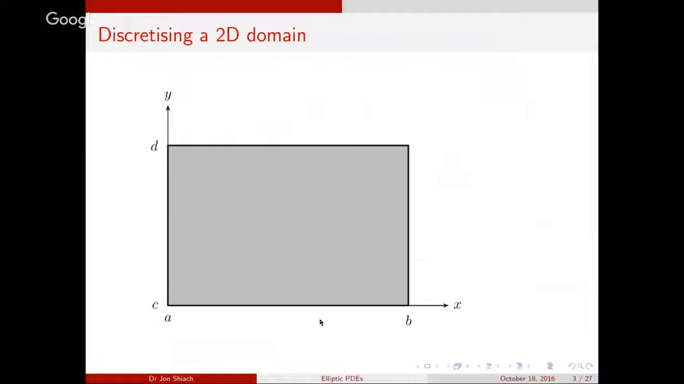Okay, so this is a 2-dimensional domain. Here I've got a simplified version, just a rectangle. And in the same way as last week, where we had a 1-dimensional line with loads of finite difference nodes on it, this time we're going to put our finite difference nodes on our two-dimensional domain.